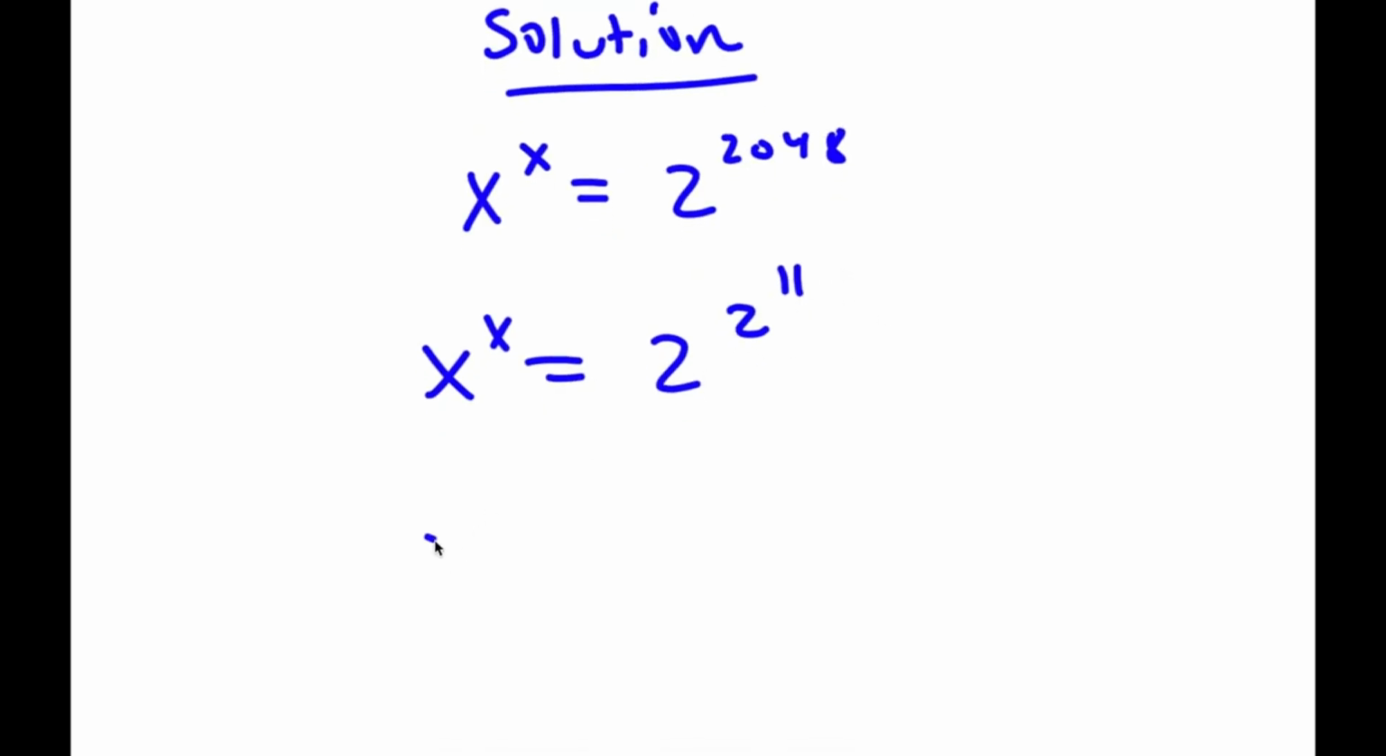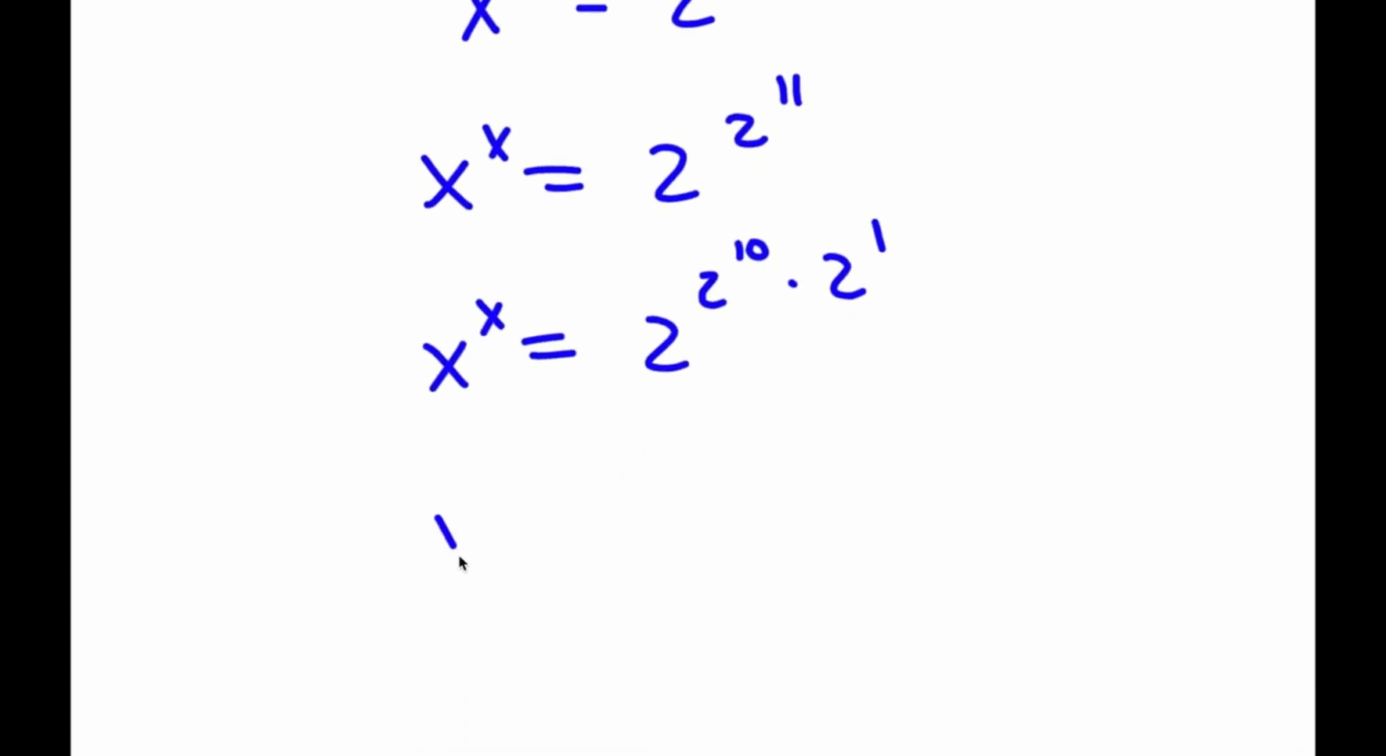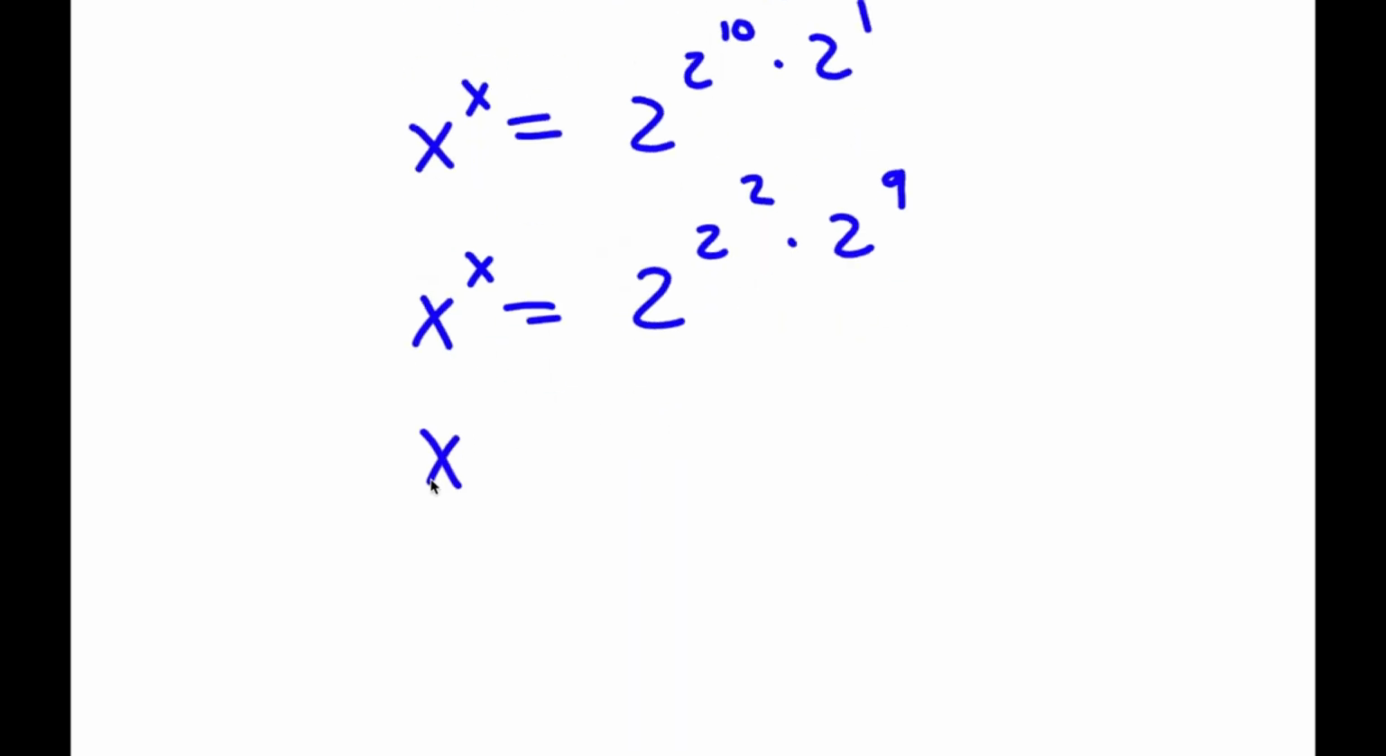Now 2 to the power of 11, that's the same thing as 2 to the power of 10 times 2 to the power of 1. And that's also the same thing as 2 to the power of 2 times 2 to the power of 9, which is the same thing as 2 to the power of 2 to the power of 3 times 2 to the power of 8.